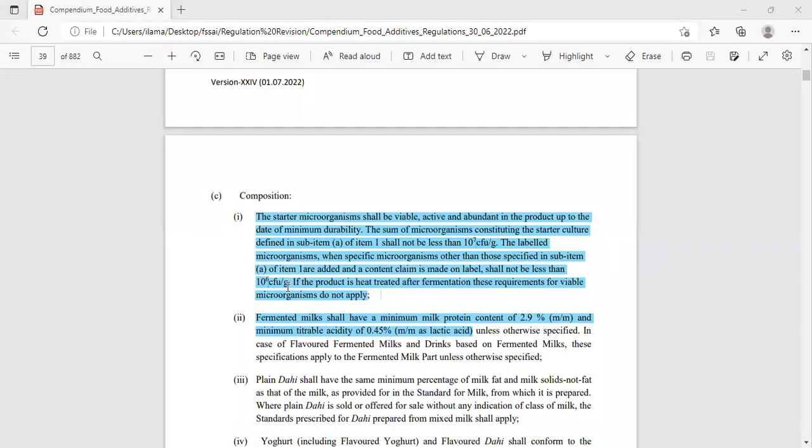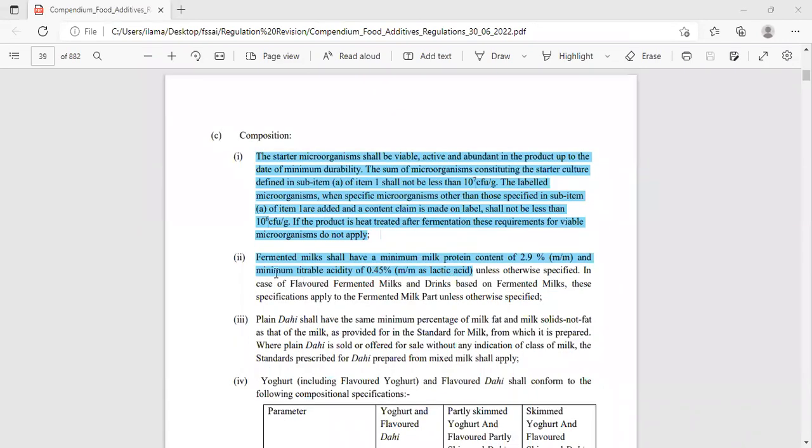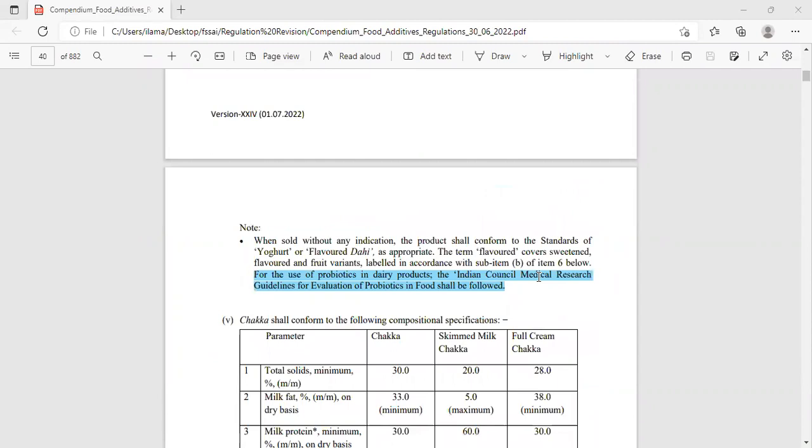per gram. So kindly remember these CFU values. This may be asked in the 4-mark fill in the blanks. And then fermented milk product, go through what the values are. And if you don't know the ranges for the probiotics used in dairy products, you have to refer to the Indian Council for Medical Research.